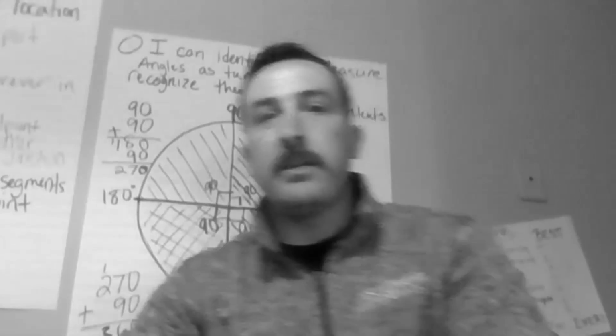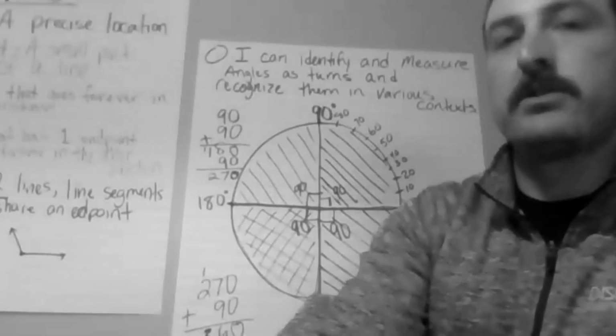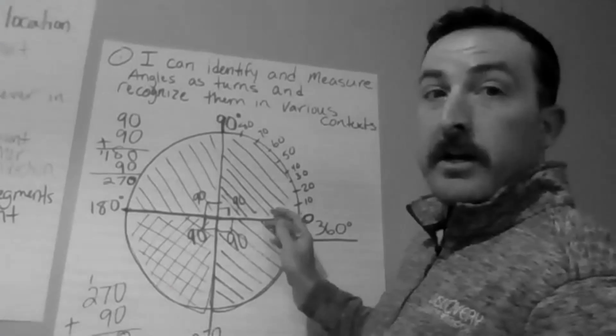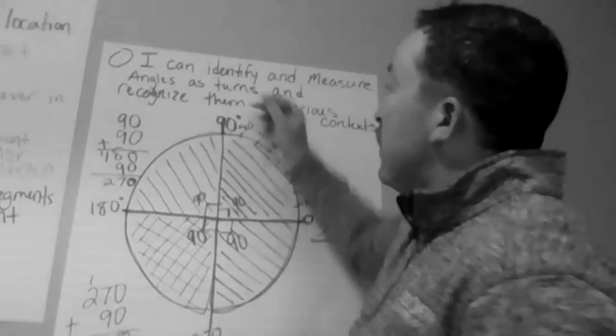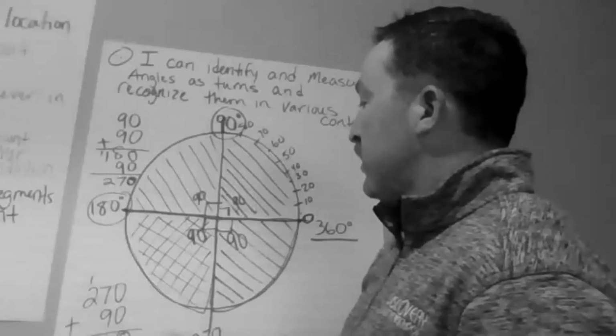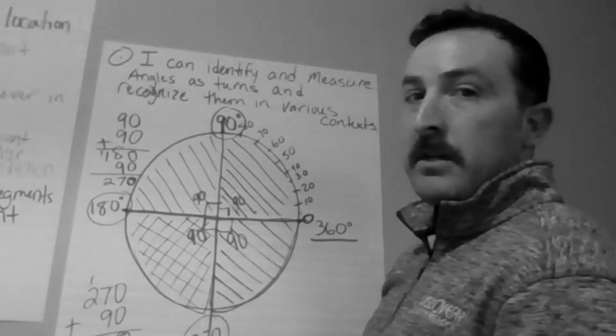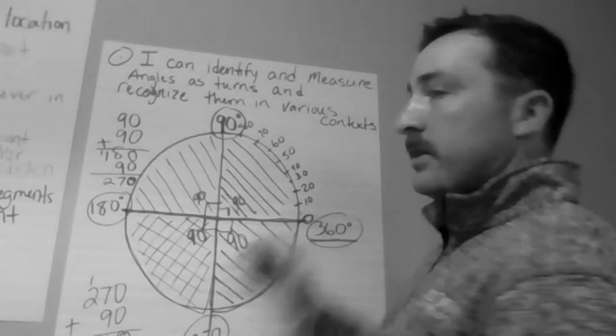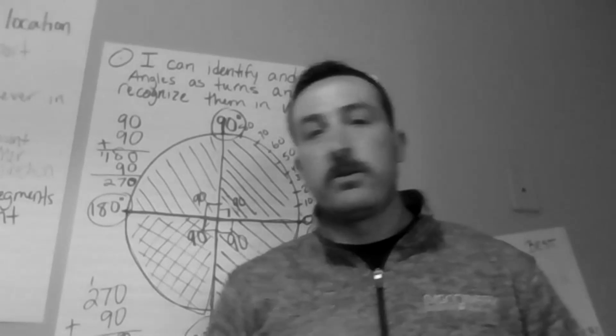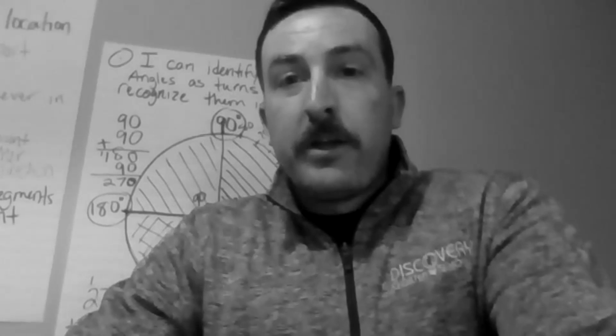All right, so the key thing here when measuring angles is to remember those 4 benchmark numbers. We have 0, which, again, can be any starting point. We have 90 degrees as a benchmark, 180, 270, and 360 is a full turn. Any questions?